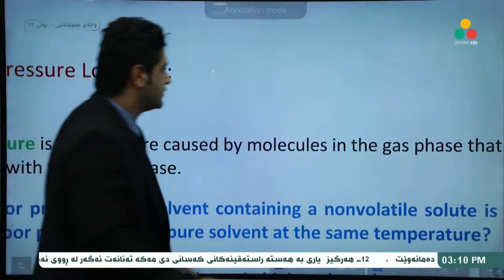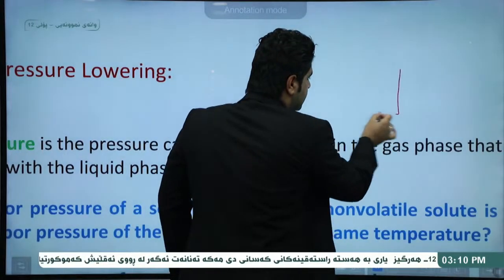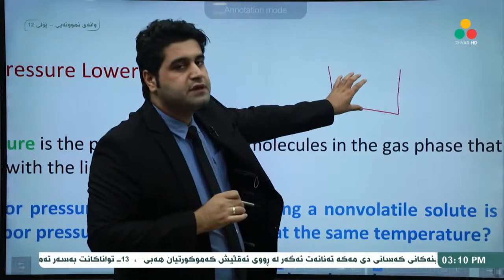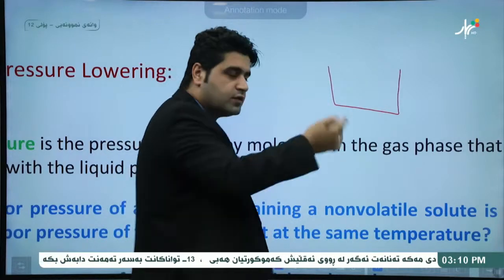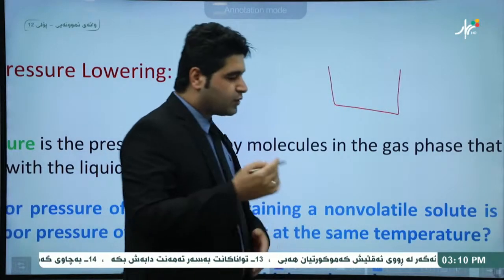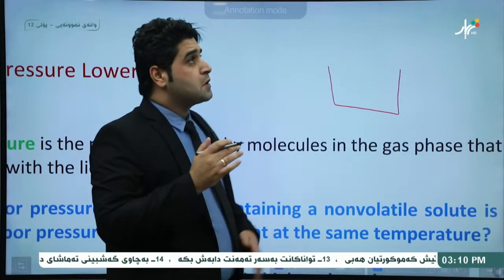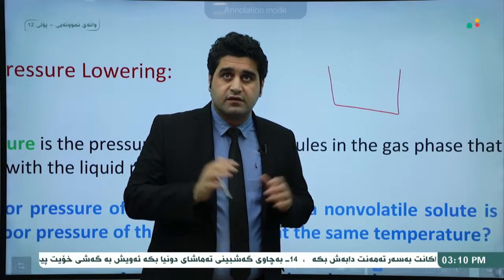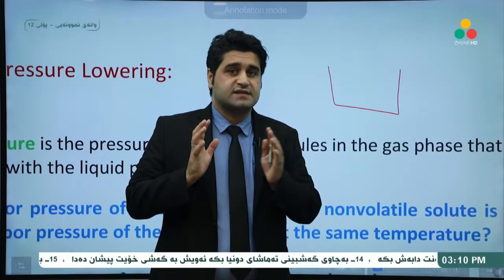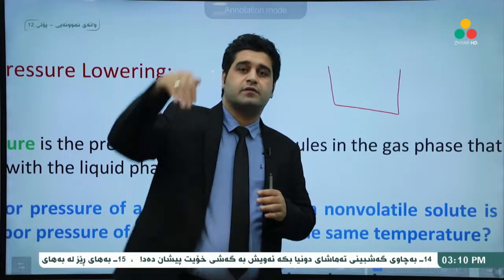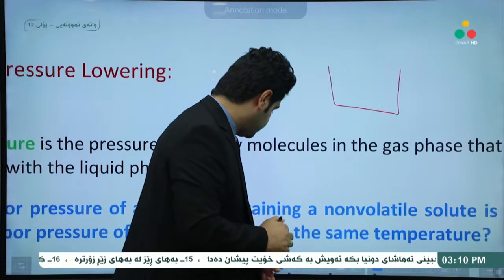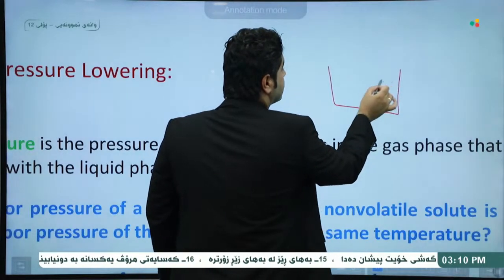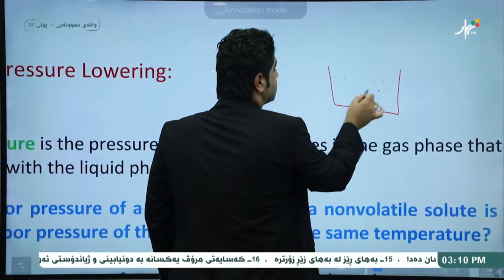Look, again, we have the same beaker, but in this case, we don't have pure solvent. We will add some solute. So what will be your expectation? Well, adding solute into a pure solvent, because vapor pressure is a colligative property, there will be a lowering in the vapor pressure. You see now, look, these are pure solvent molecules.